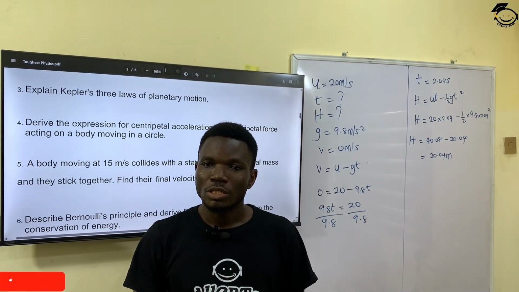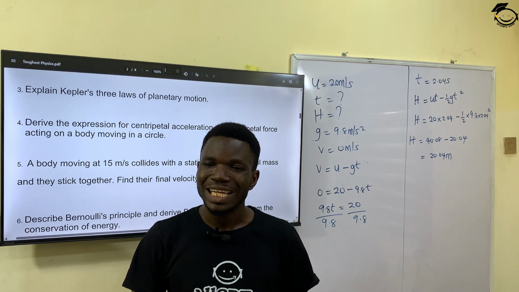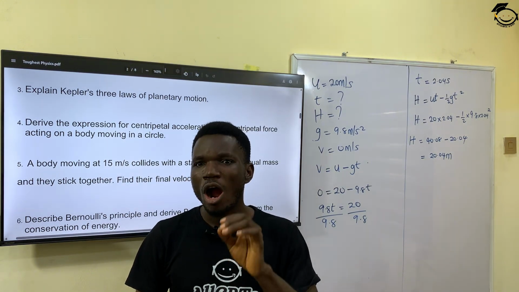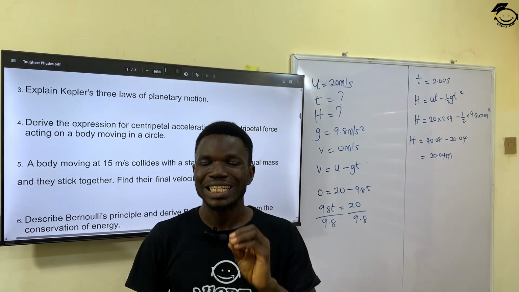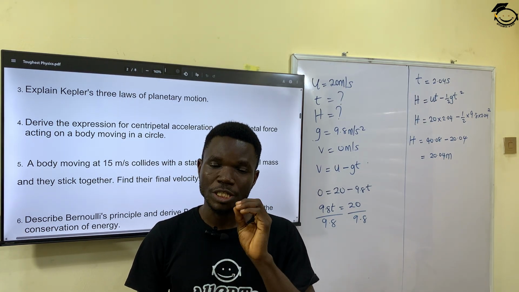The second law, which is the law of area, states that the line joining a planet and the sun sweeps out equal areas in equal time.